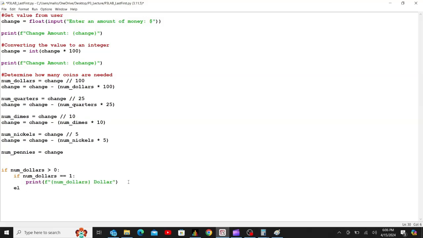Now we're going to have an else statement in here. So this else statement is working with this if statement right here. Okay, these two work together. And it's going to say if num dollars is equal to 1, do such and such. Otherwise, we're going to print out the same thing here, but we're going to put an S on the end.